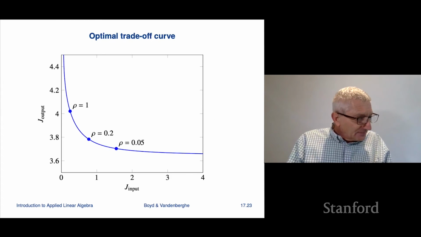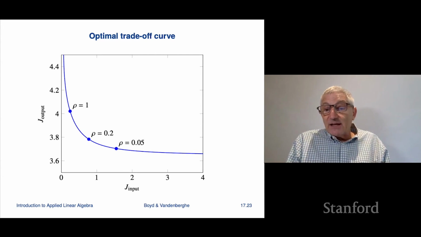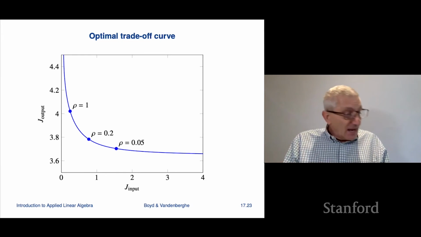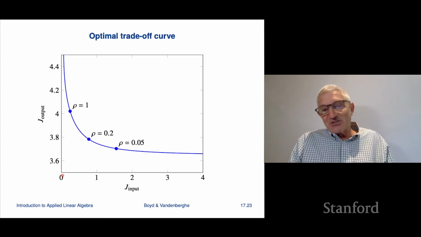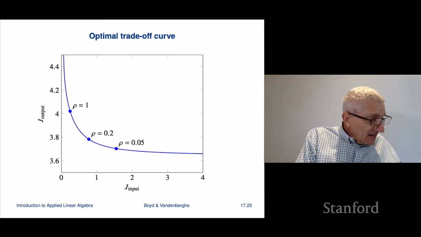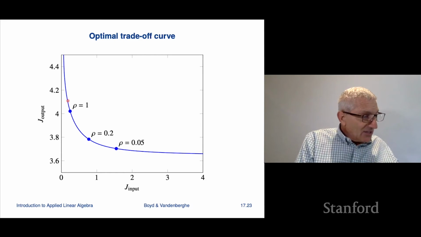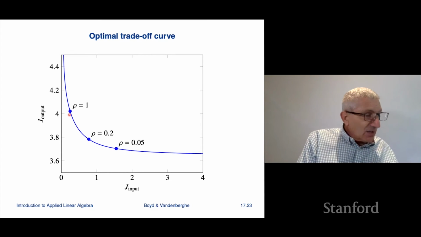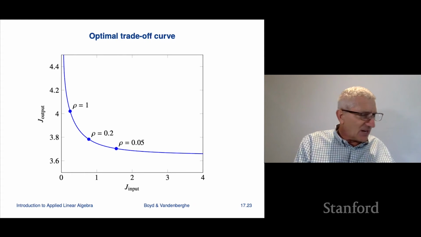Okay. All right. So here what we've done is we simply vary rho, solve the problem, and calculate J input and J output. And sure enough, you get this beautiful trade-off curve. This is what you'd expect to see as a trade-off between these two objectives. And it says the usual thing. It says you can have J output low, but it's going to cost you lots of input, right? And you can have J input low, and that's going to cost you too, in terms of J output, right?